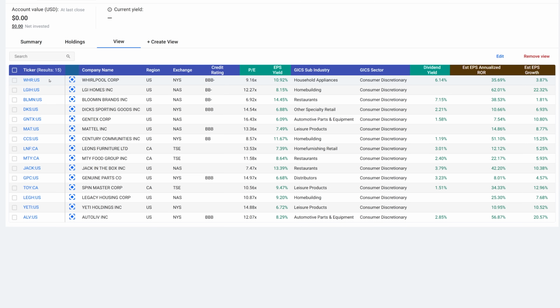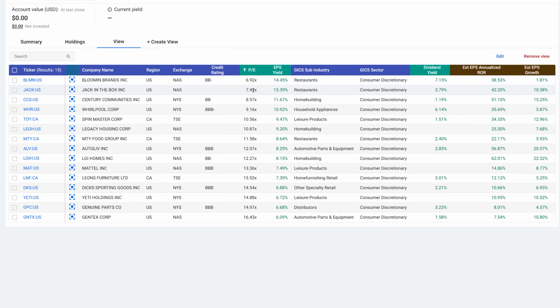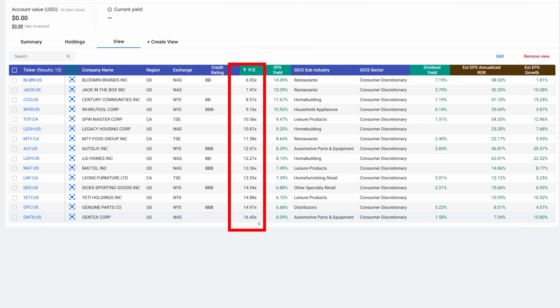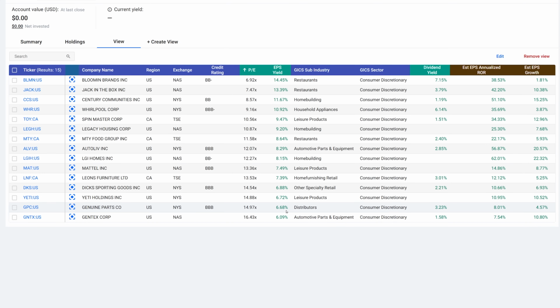So here we have the consumer discretionary stocks that were in fair value. You could see that the PE ratios range from 6.92 up to about 16.43, which is on the high side of what I like as an investor. I like to see PEs around 15, but I really like to see earnings yields above 6.5%. The earnings yield is what it's all about.